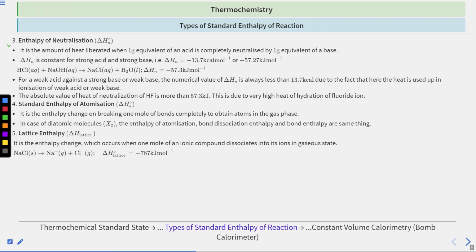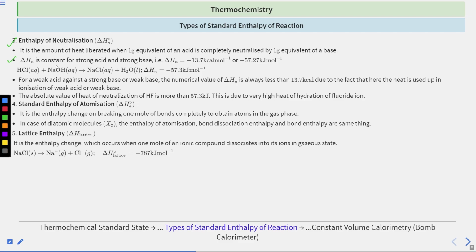Third is enthalpy of neutralization, represented by delta H naught N. It is the amount of heat liberated when 1 gram equivalent of an acid is completely neutralized by 1 gram equivalent of a base. So when 1 gram equivalent of acid completely neutralizes 1 gram equivalent of base, we use the enthalpy of neutralization.